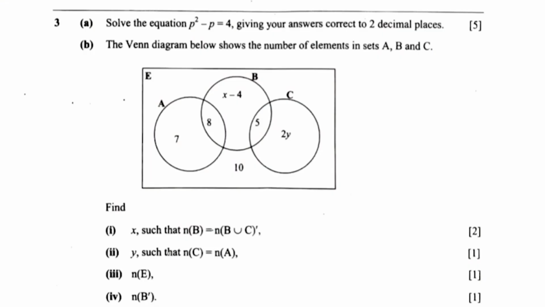Right, so question 3a states solve p squared minus p equals 4, giving your answers correct to 2 decimal places. And when you look at that type of an equation that is given, it's a quadratic equation. And there are many ways in which a quadratic equation can be solved.